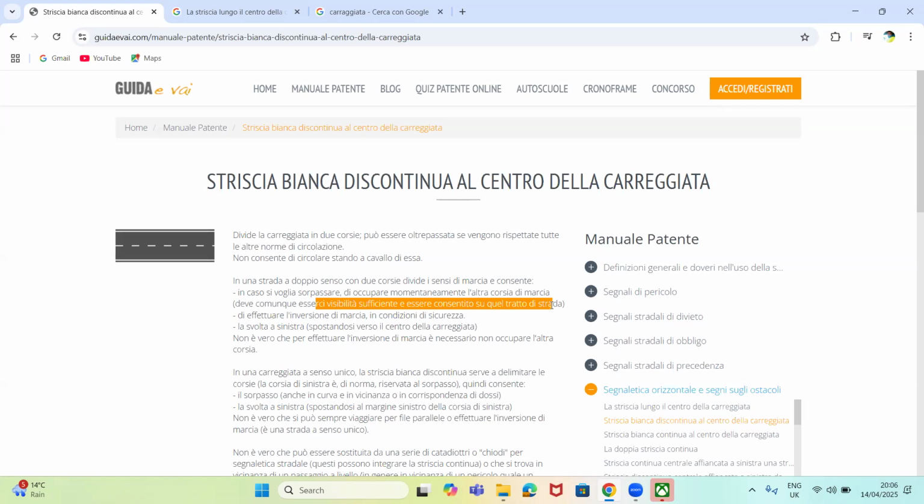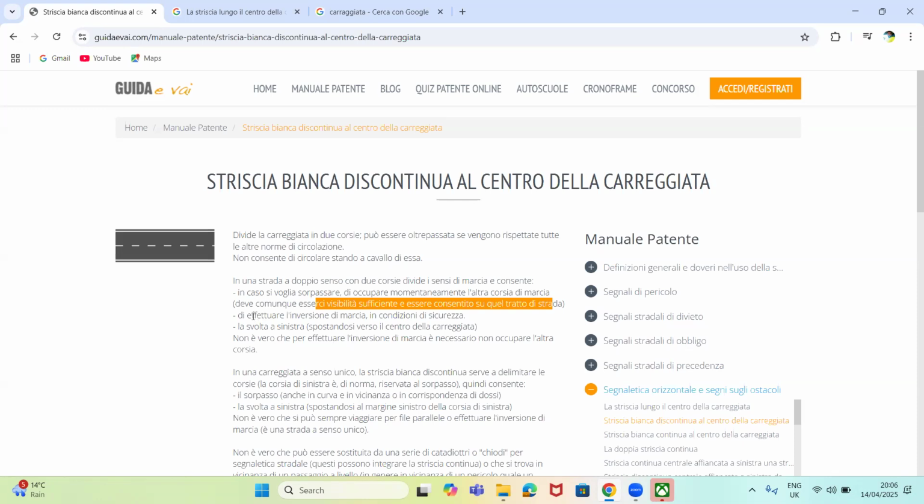That is the first case. If I'm you, I'll write it down like this. The examiner can ask me about a discontinuous line when they ask a question about doppio senso, because we all know that a discontinuous line normally means senso unico. But if they're asking me about doppio senso, they can mention the discontinuous line there. The first situation they will ask me is that if I want to overtake, I can occupy the other lane momentarily, and I should make sure that my visibility is good enough. That's the first situation.